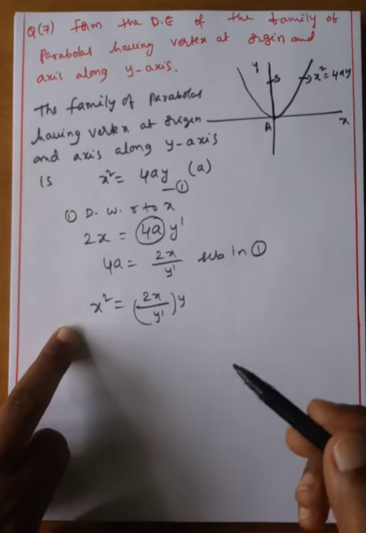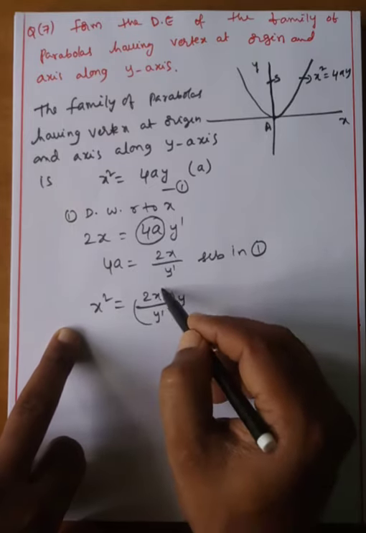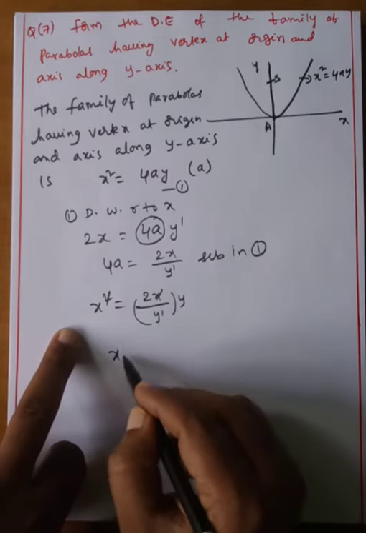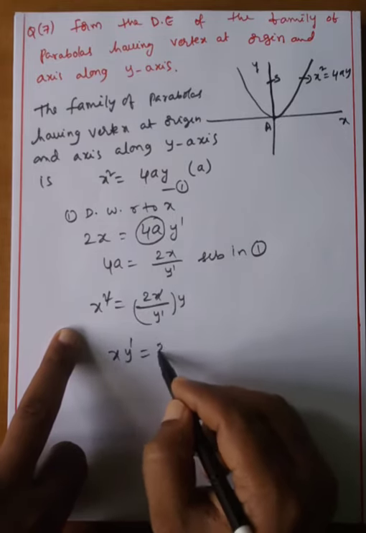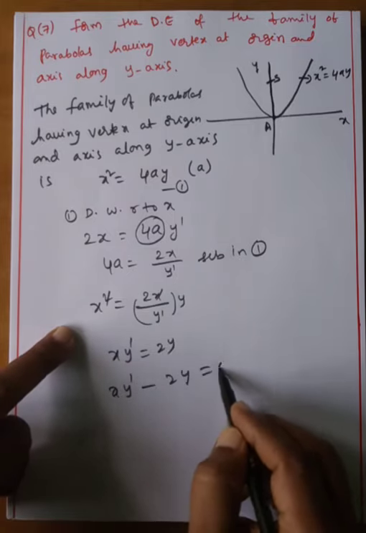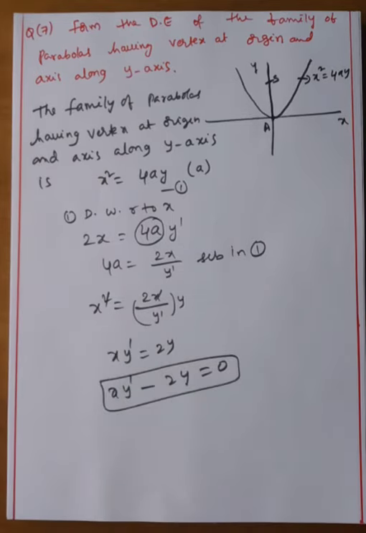Here one x cancels. What happened after cross multiplication? x y dash is equal to 2y. Now x y dash minus 2y is equal to 0. This is the final answer, my dear students.